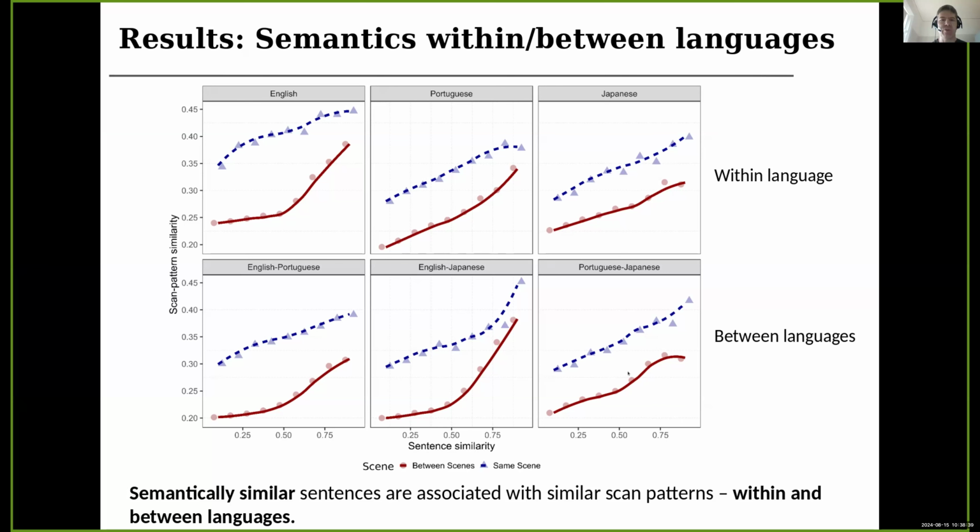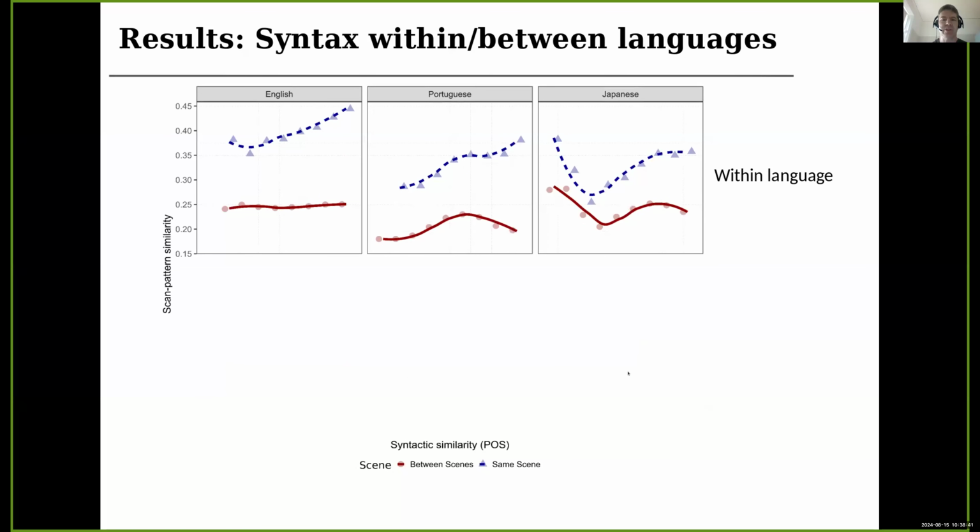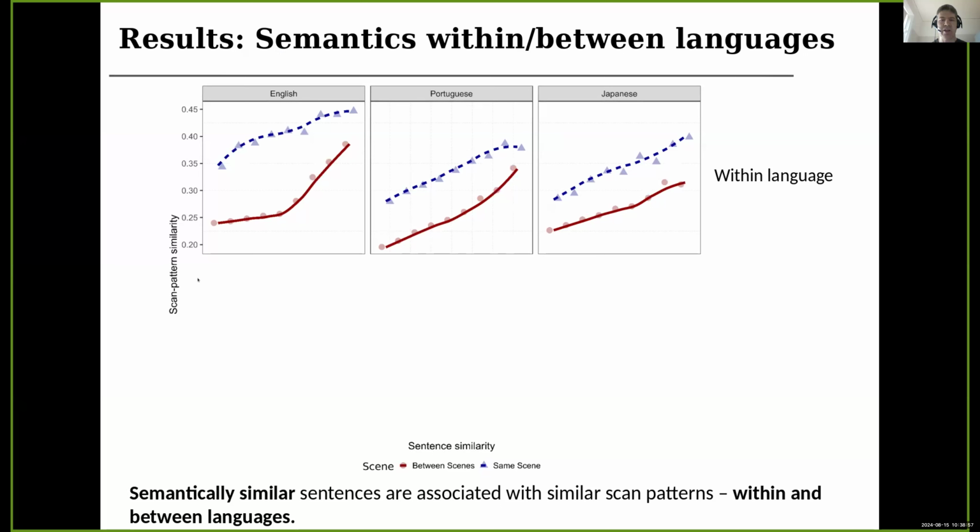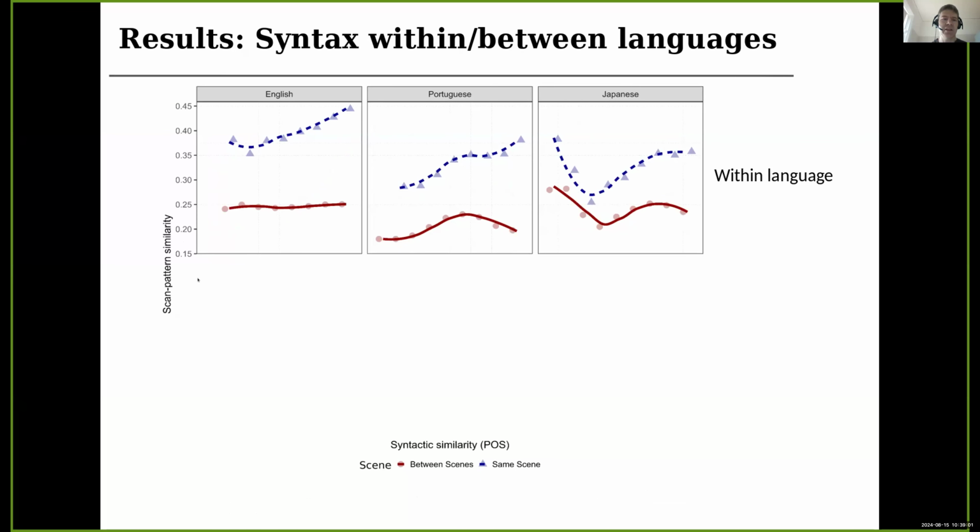Okay, and now, of course, the interesting question is what happens if we do this with the syntactic similarity? So here on the y-axis, we still have scan pattern similarity as before, but on the x-axis, we now have syntactic similarity. The previous result was semantic similarity, right, with the use embeddings and the dot product. And here now we have the longest common subsequence, but for part of speech sequences.